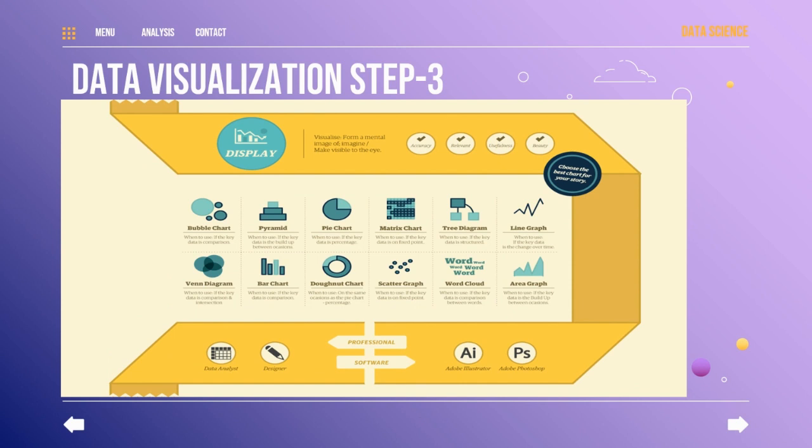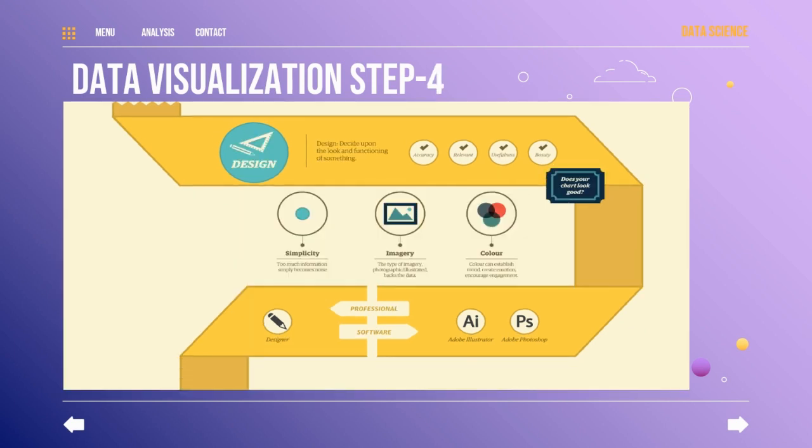Next, display. Displaying the data, as you can see, there are numerous images representing the data. We use bubble charts, pyramids, pie charts, matrix charts, T diagram, line graph, Venn diagram, bar chart, dotted chart, donut chart, and scatter graph. The scatter graph is used mostly in data science to represent graph values. And word cloud graphs. The software they use is Adobe Illustrator and Adobe Photoshop.